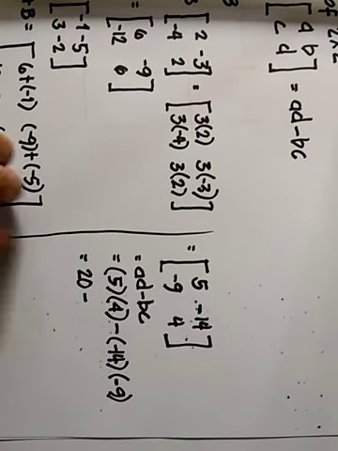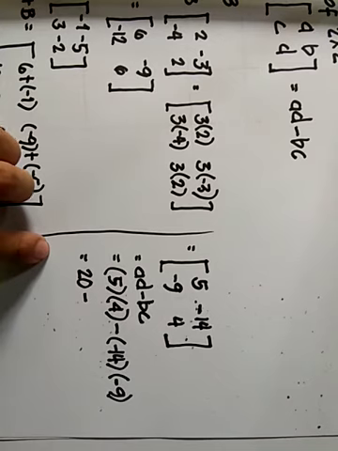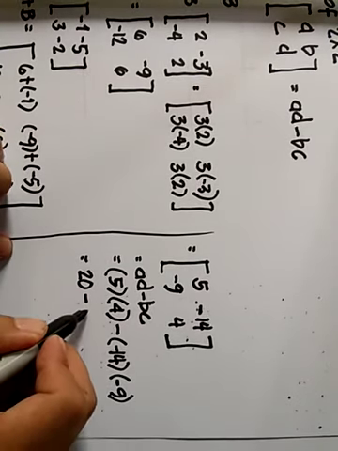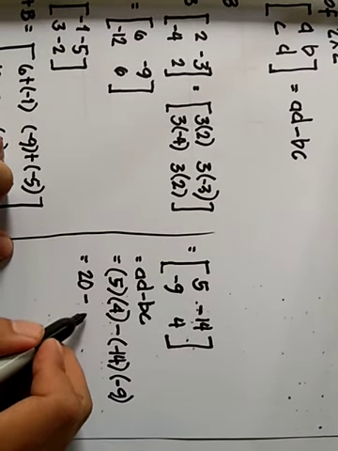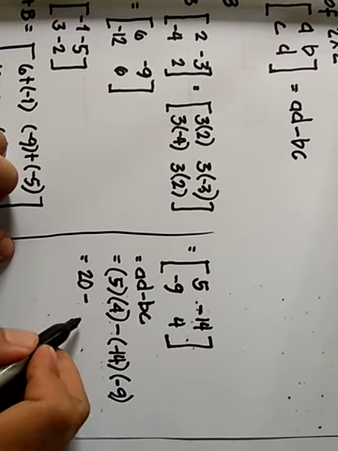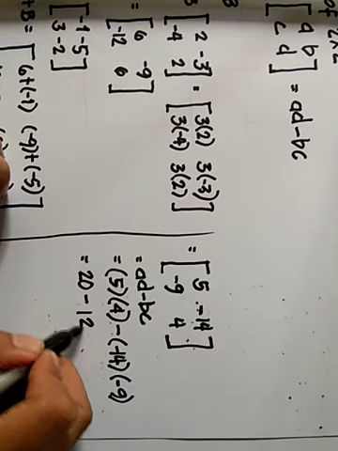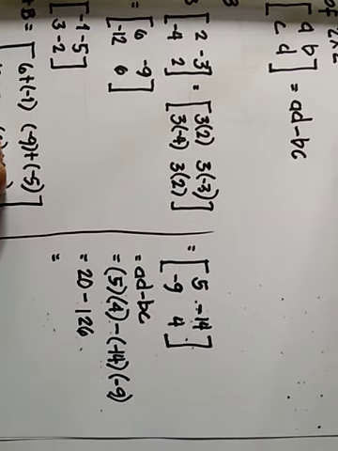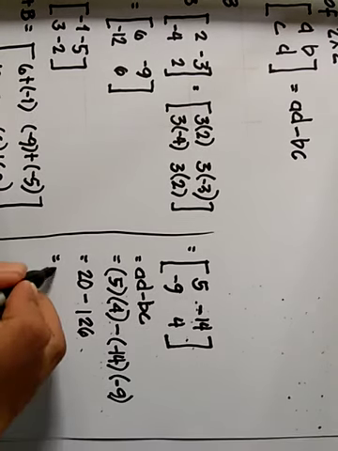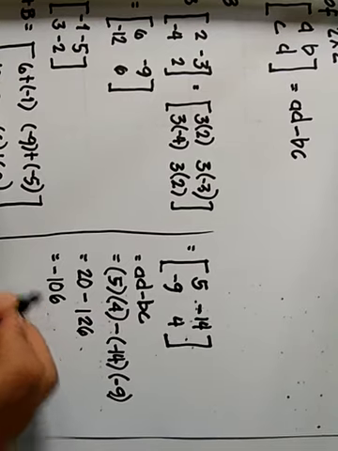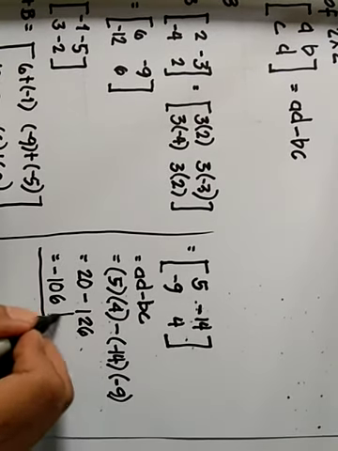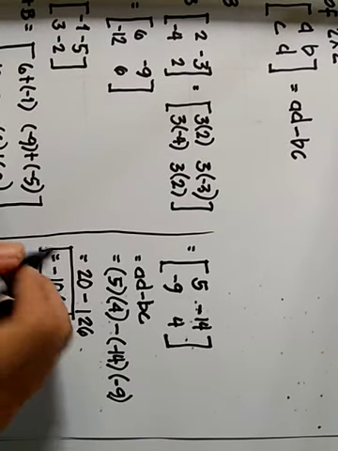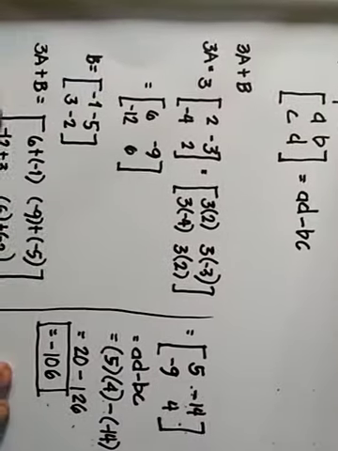And then we have negative 14 times negative 9. We will have positive na yan. Negative times negative, so we will have 126. And 20 minus 126, we will have negative 106. So yun yung magiging ating determinant for 3A plus B.